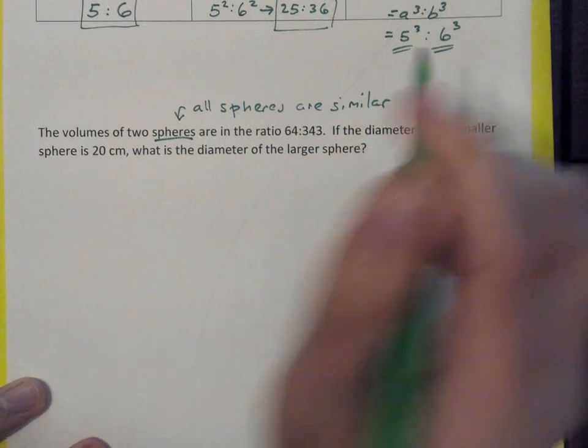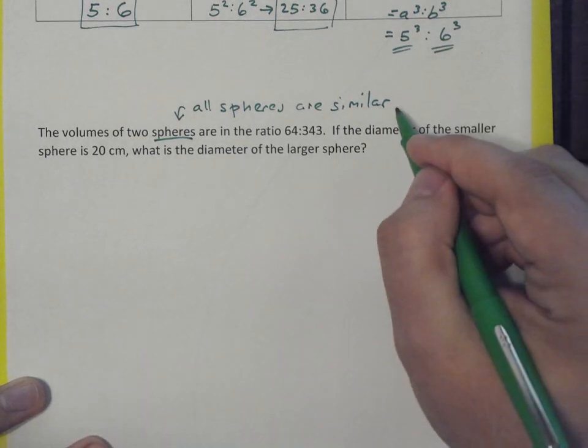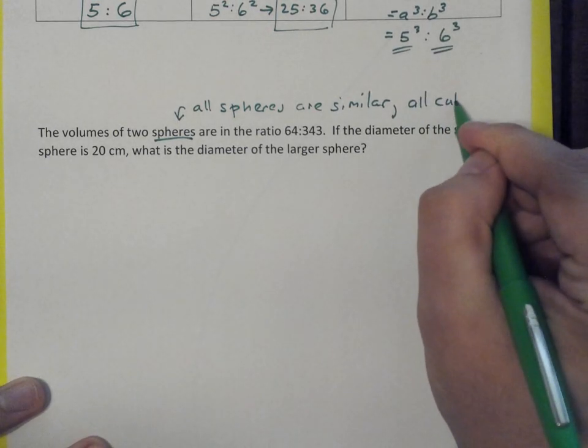Which should make sense because the only thing that really determines the shape of a sphere is the size of its radius, or for that matter, the size of its diameter. Similarly, all cubes would also be similar.